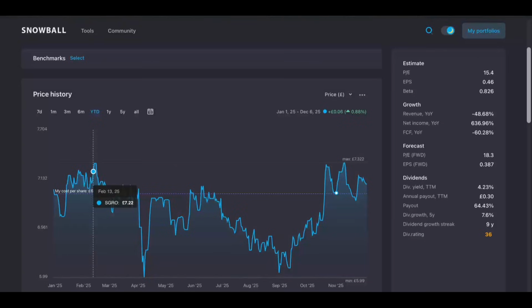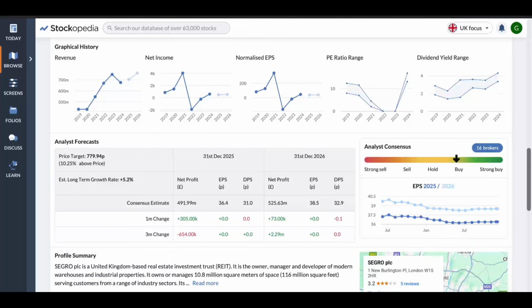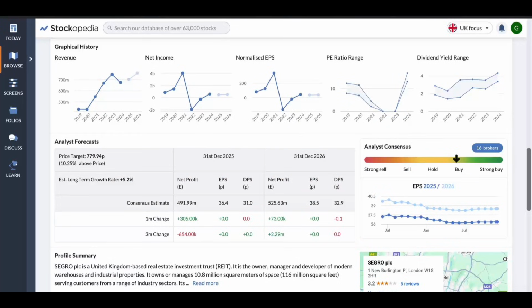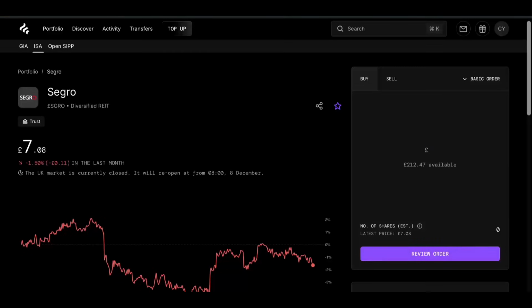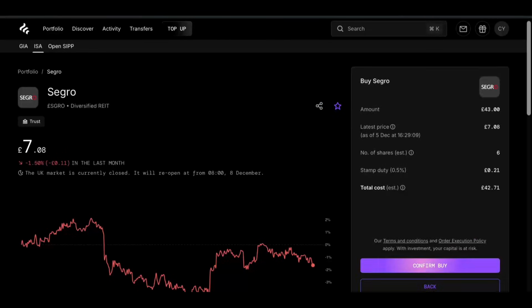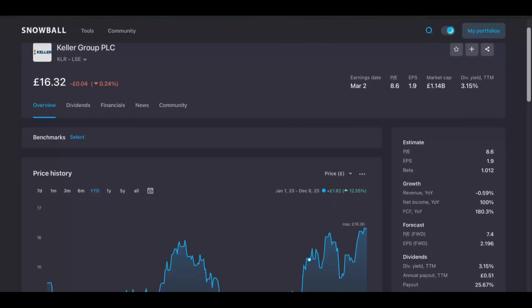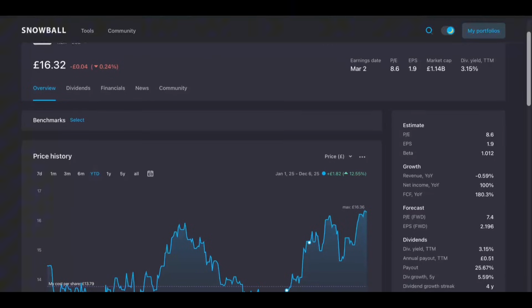Year to date, we can see they're near enough flat after having a huge drop in April and then another further huge drop at the start of September, but have recovered back up to around that start of year price. And if we have a look at the analyst consensus, we can see that it is a buy right now, with there being 7 buys, 5 strong buys with 4 holds, and their overall price target is around 780 pence, which is around 10% above the current price. For today's video, I'm going to look to add 6 shares of Segro to my portfolio, which is going to cost me £42.71.